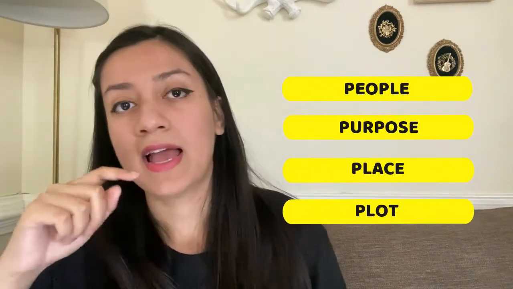An easy way to remember all of the points is to remember the 4 P's. The 4 P's stand for people, purpose, place, and plot. So the first one is people. And that's your characters, your protagonist and your antagonist. So you should know who your main characters are, you should know their personalities, you should know the tone in which they speak, so you maintain that tone throughout your book.